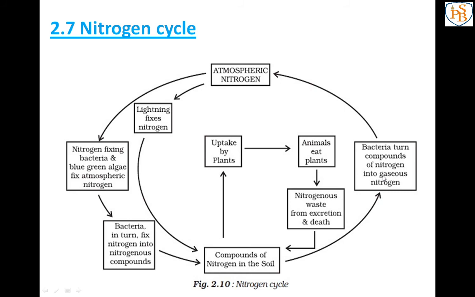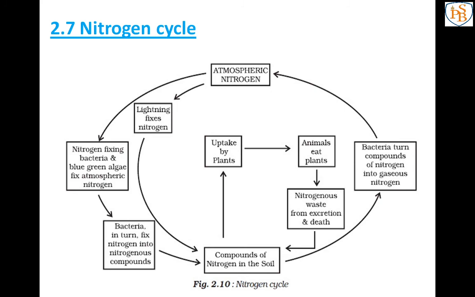Because the nitrogen cycle is going on, the percentage of nitrogen in the atmosphere remains more or less constant, means the 78%. Even though we are taking the nitrogen, it does not decrease, because again the nitrogen is mixed in the atmosphere. So always the cycle is going on, and that's why the nitrogen percentage remains constant. So that is all about the nitrogen cycle.